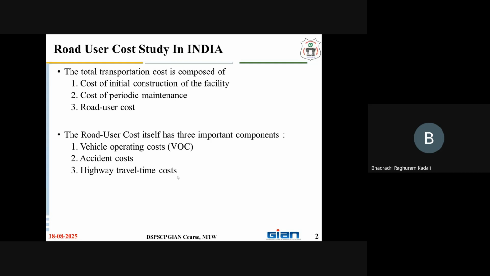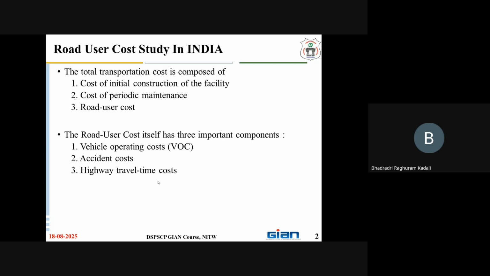These costs are generally estimated based on different factors to be considered. When you are talking about the vehicle operating cost, it is all about the conditions of the vehicles, the fuel cost, the depreciation of the vehicles, and the components involved in the vehicle. There are several factors involved in the estimation of the vehicle operating cost.